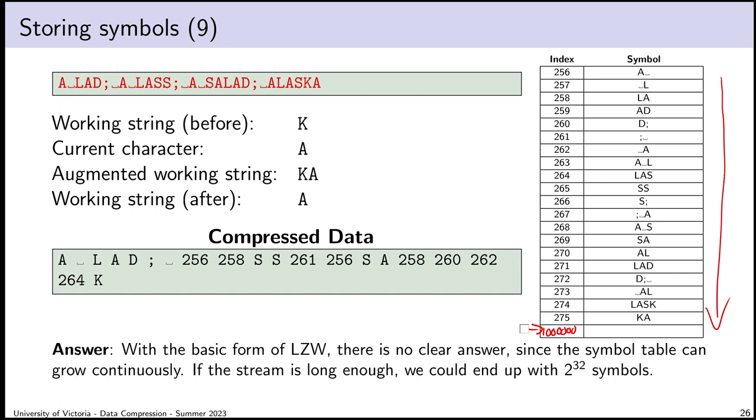So if the stream is long enough, we could end up with 2 to the 32 or 2 to the 64. We could end up with some horrendous number of symbols. We're limited only by basic things like what's the maximum amount of memory my program is allowed to use, or maybe more pragmatic concerns like if I'm writing a C program using local arrays, how big is my stack size. And even that can be modified at runtime. There are ways around that. You can use dynamic allocation. I could have a symbol table as big as I want. That's not really my issue.